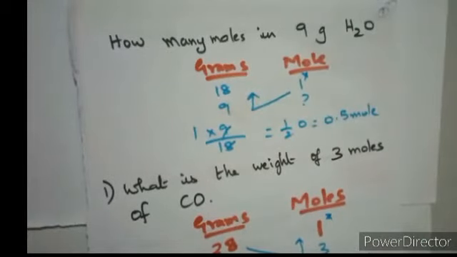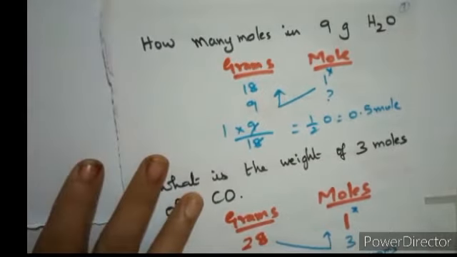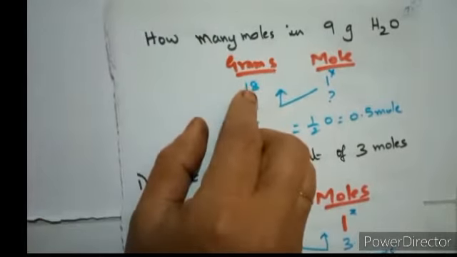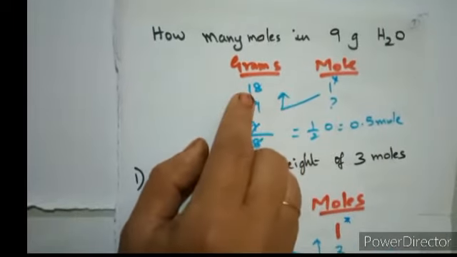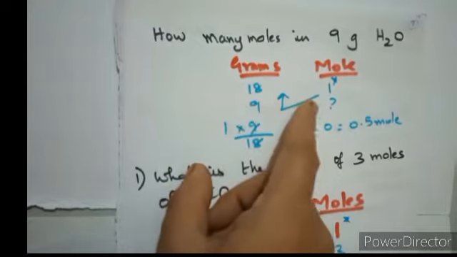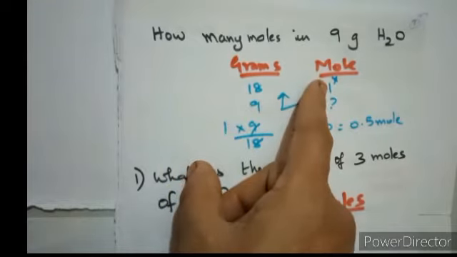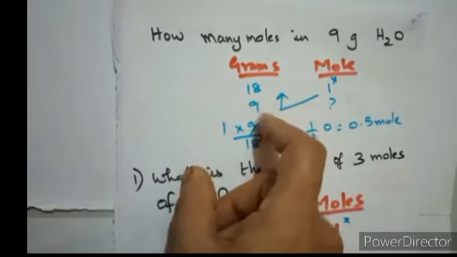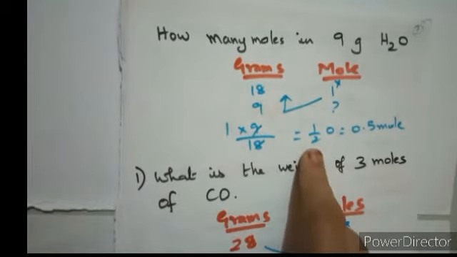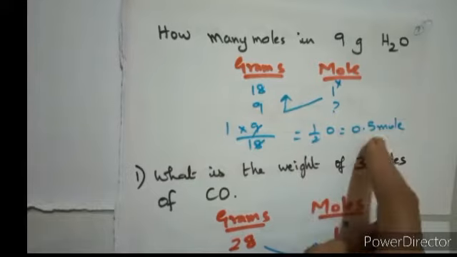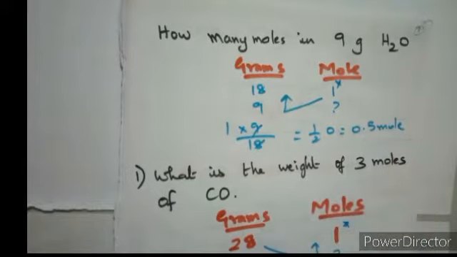Our next question is, how many moles are present in 9 grams of water? So according to the standard statement, 1 mole is equivalent to 18 grams. So 9 grams equals how much? Start from the question mark side, go cross. So 1 into 9 by 18, so that is equal to half, that is equal to 0.5 mole.